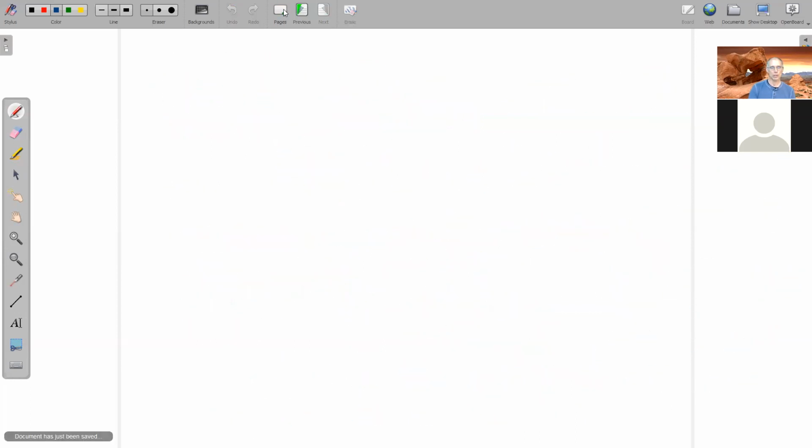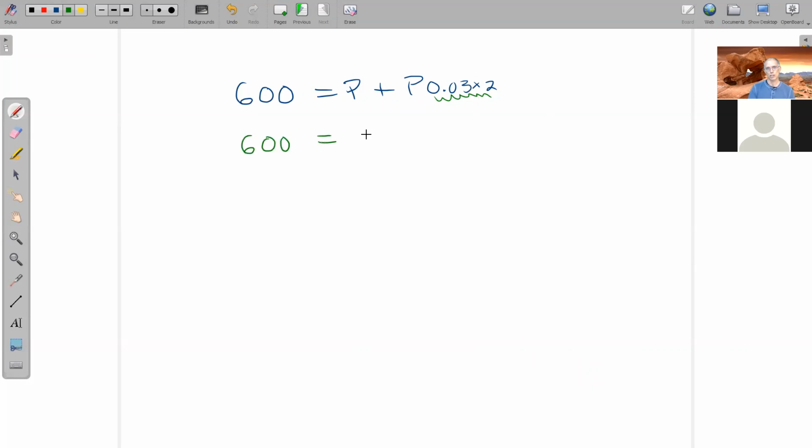So here's where I'm at with this situation. I now have an equation that says 600 equals P plus P times 0.03 times 2. And I mentioned before, when we're solving equations, if you can clean up something before you move stuff around, do it. So I might as well do 2 times the 0.03. And double check in your calculator, that should be 0.06. So now I have 600 equals P plus P times 0.06.